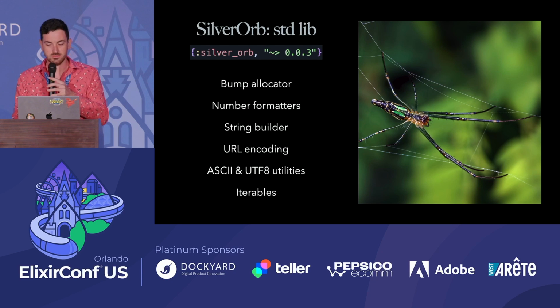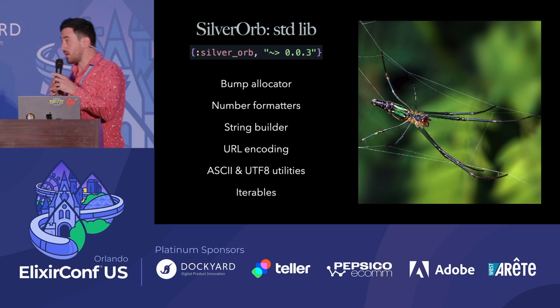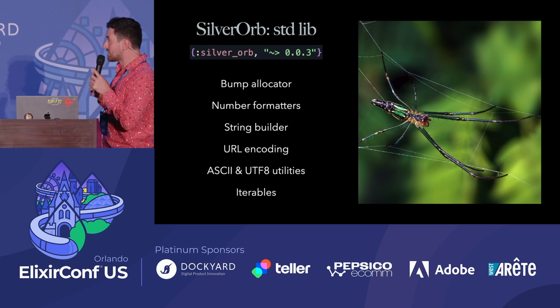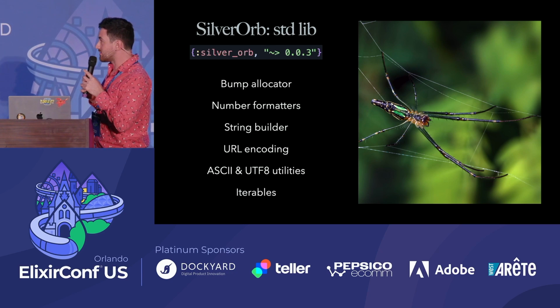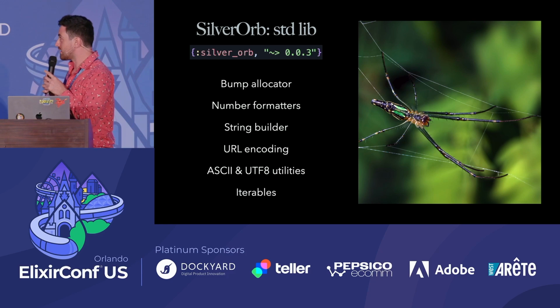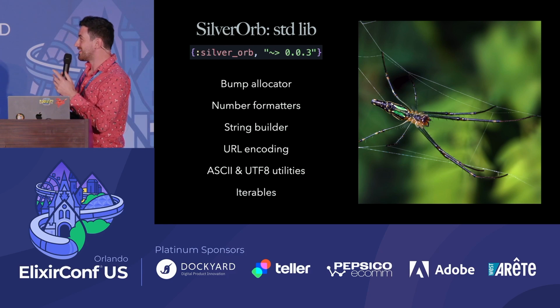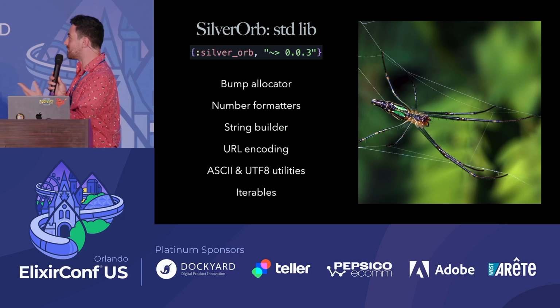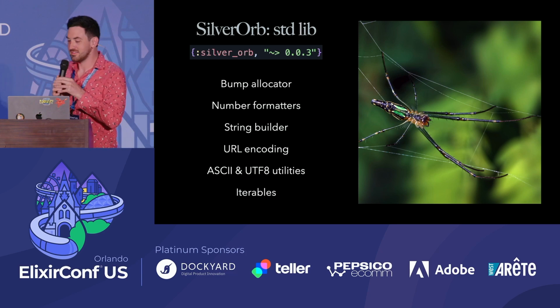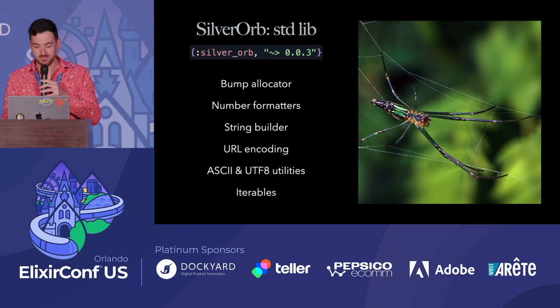The spider is a silver orb spider. It's a species that lives in Australia, and that's where the name came from. WebAssembly, spiders assemble webs, silver orb. Yeah, if you're wondering what the name meant.